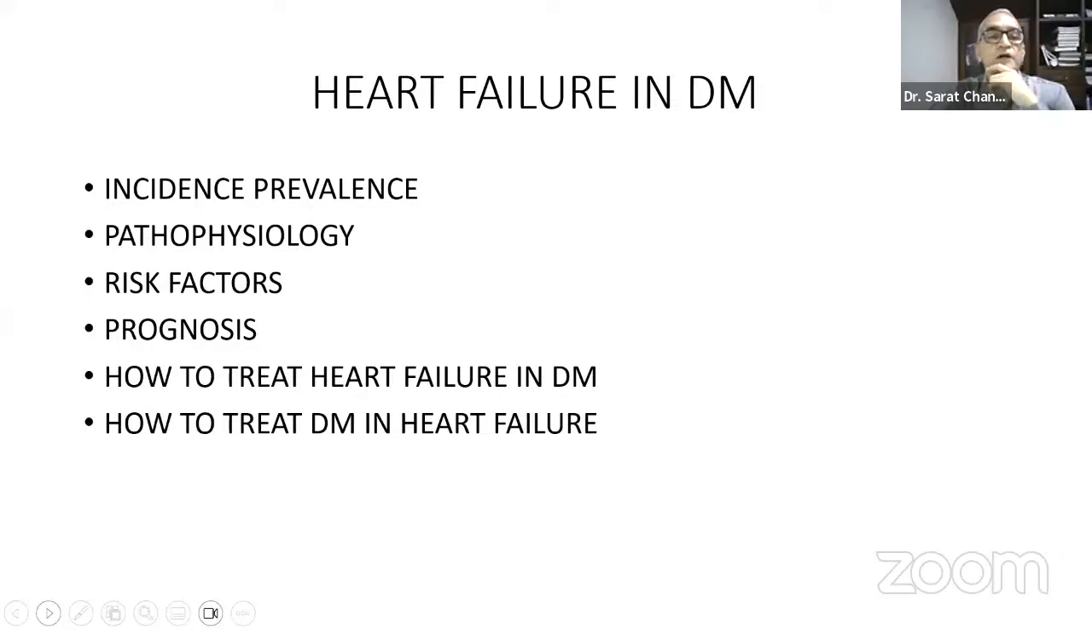I'll do it there. So, I'm going to discuss this under a few different headings. One is the incidence and prevalence of heart failure. The other is the pathophysiology, the risk factors for development of heart failure among diabetics, the prognosis, how to treat heart failure among diabetics, and how to treat diabetes among heart failure patients.